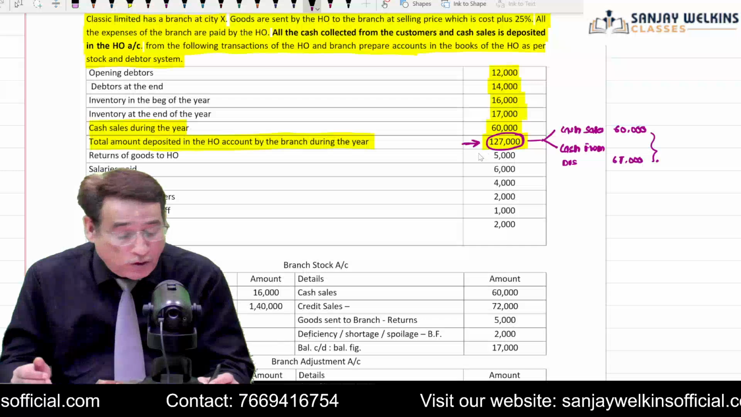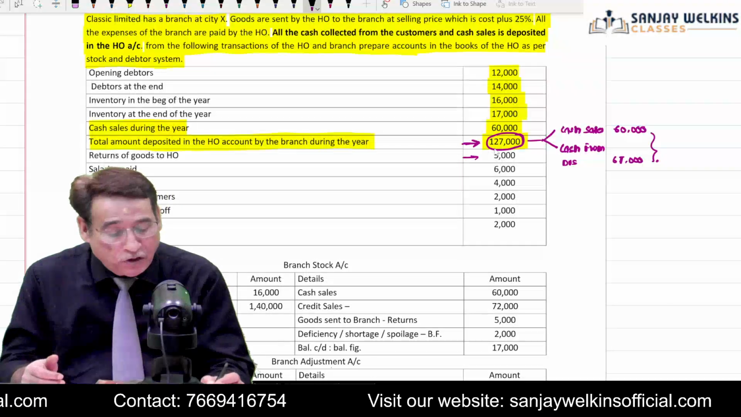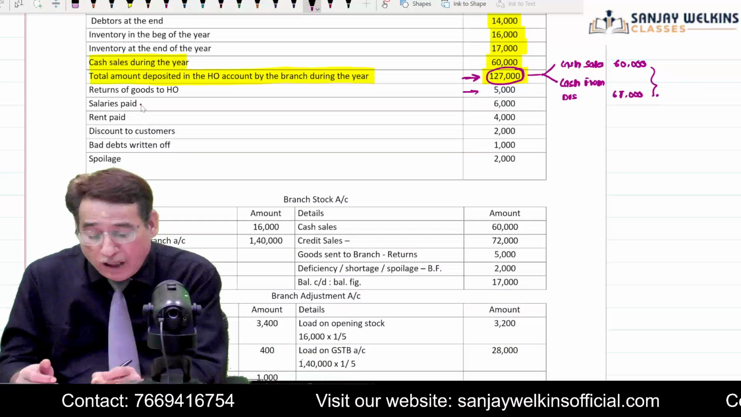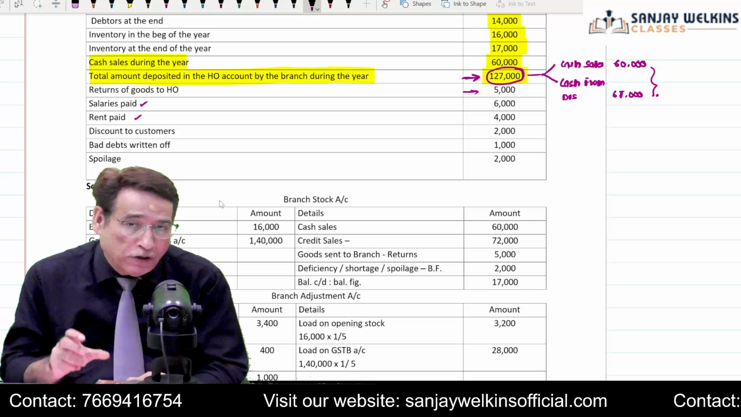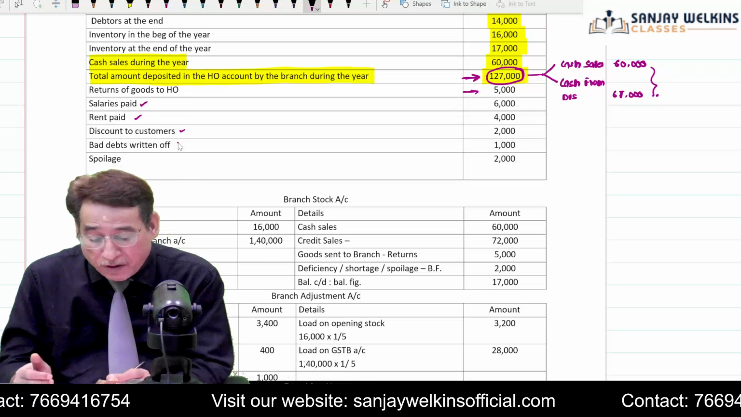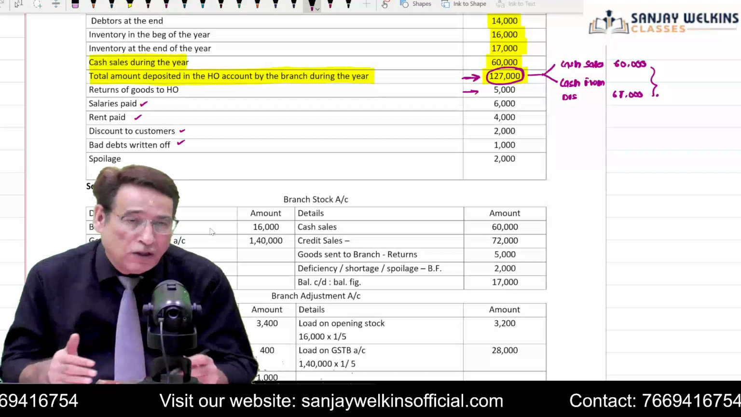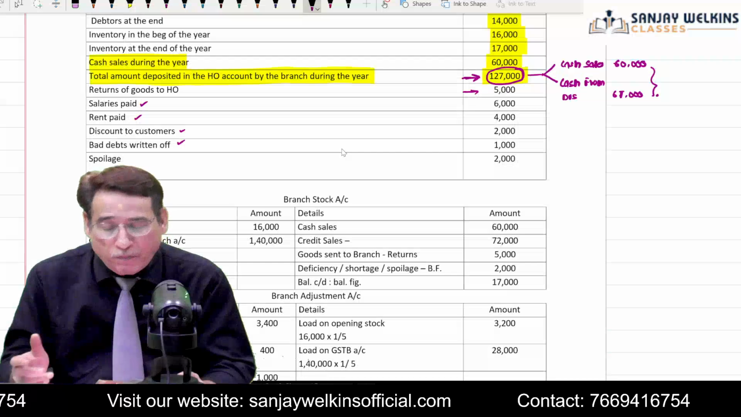Return of goods to head office. These are the goods which have been returned by the branch. You will write it on the credit side of the branch stock account. Now we are being given salary and rent paid. Obviously salary and rent will appear on the debit side of P&L. Discount and bad debts are also given in the question. First you are going to put them on the credit side of the debtors account, and later you are going to put them on the debit side of P&L.